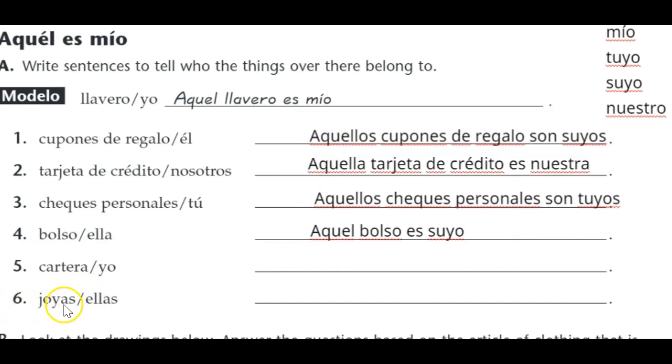And number 6, you have a feminine plural, and it belongs to those girls, which of course is suyo. But in this case, since it's feminine plural object, you're going to say suyas. Aquellas joyas son suyas. Those jewels are theirs.